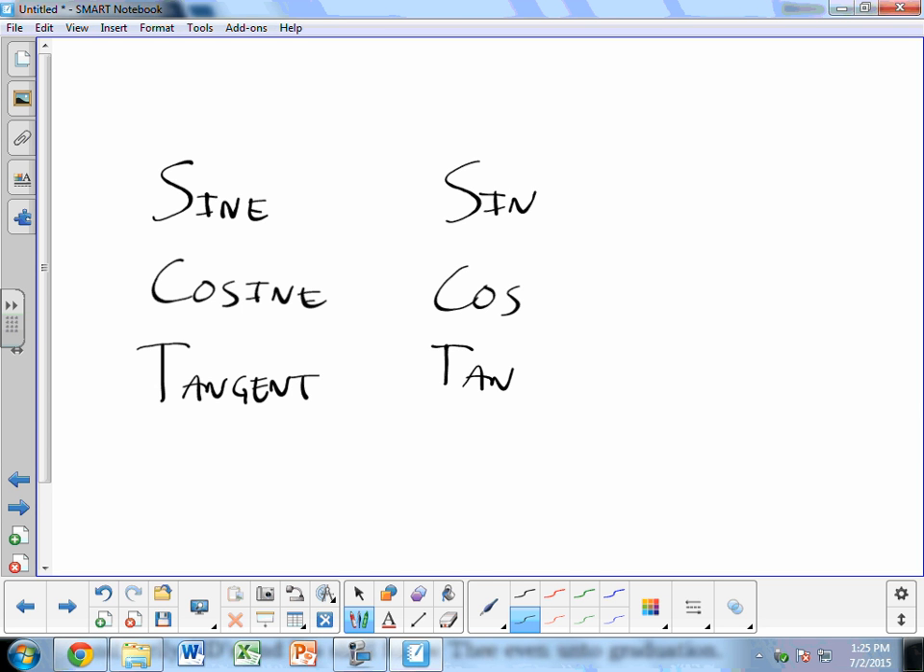The way a lot of people remember what these stand for is by the acronym SOHCAHTOA. People have made a lot of stories about it to help remember it, and you can look those up on the internet. But these are the ways to remember what sine, cosine, and tangent represent.